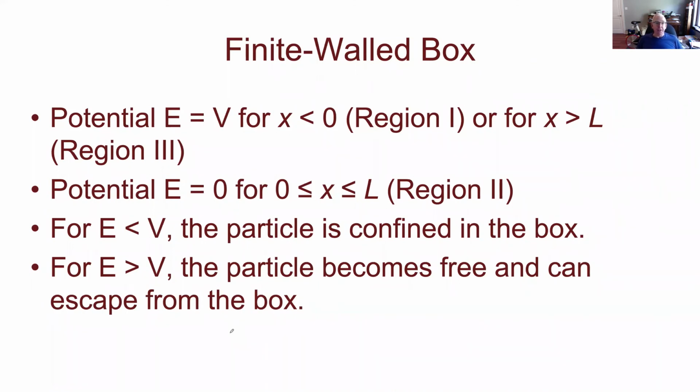If the energy is less than the potential energy, the particle is confined in the box, meaning if the energy of the particle is less than the energy that it takes to climb over the wall, then the particle is stuck there, right? If the energy gets higher than the wall, then the particle would actually be able to escape and get out from the box, okay?